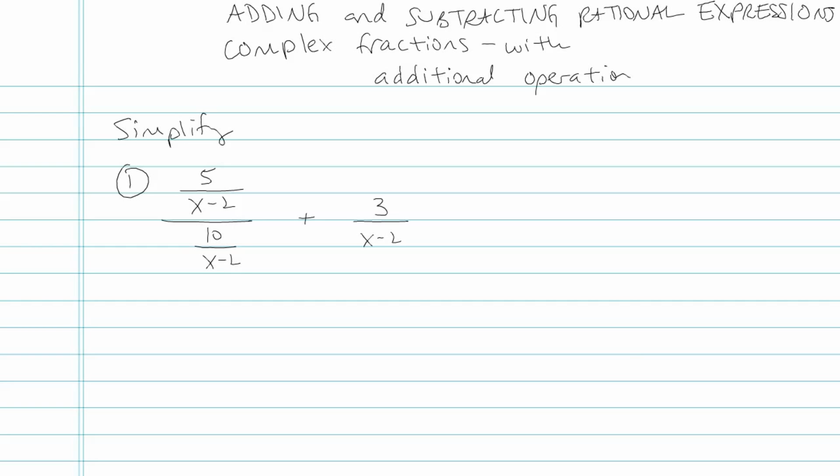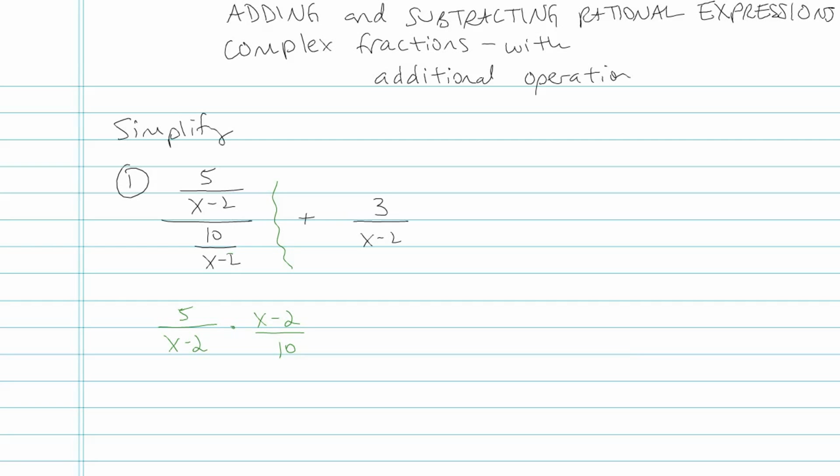Okay, first thing I'm going to do is simplify that complex fraction. So there's no adding or subtracting that can be done. What I'm going to do is leave the top just as it is and then multiply by the reciprocal of the bottom, because dividing fractions is the same as multiplying by the reciprocal. Okay, so again, I'm just dealing with this complex fraction bit. I'll deal with the adding 3 over x minus 2 later.